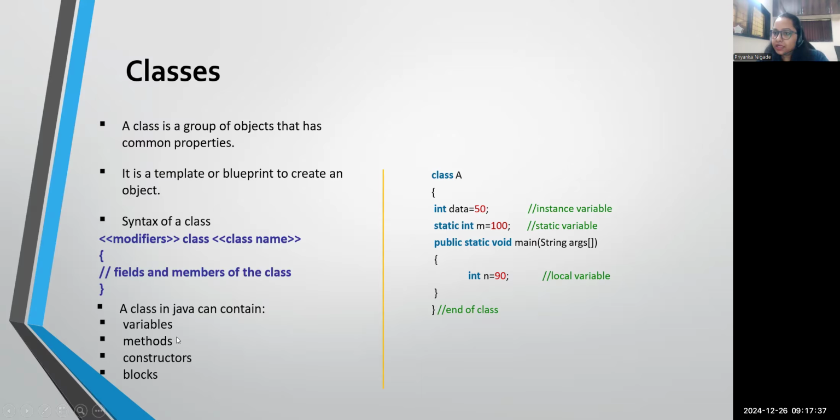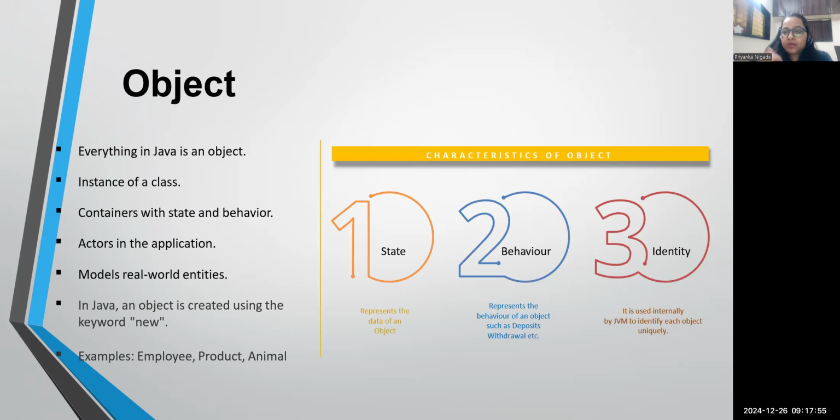Every class can contain variable, method, constructor, block. We will be talking about each and every statement written here. What is constructor, what is block and all, we can maintain inside the class. And this is how you will design the basic class. But to access everything from that class, we need an object.